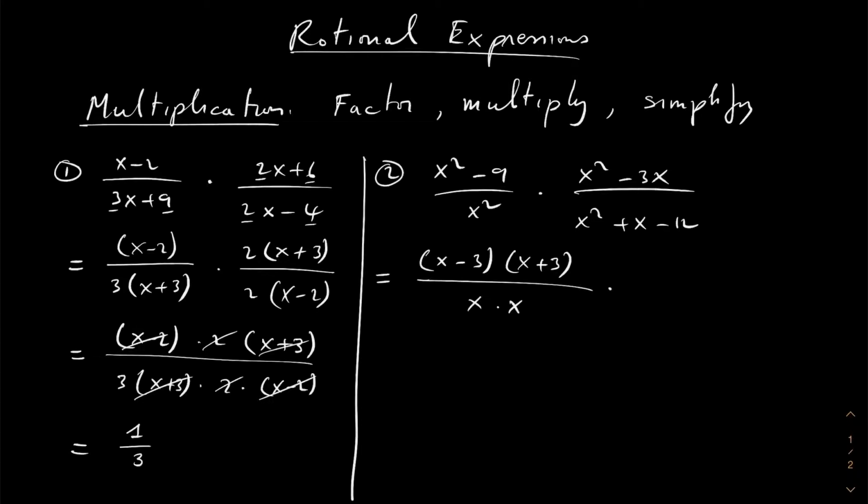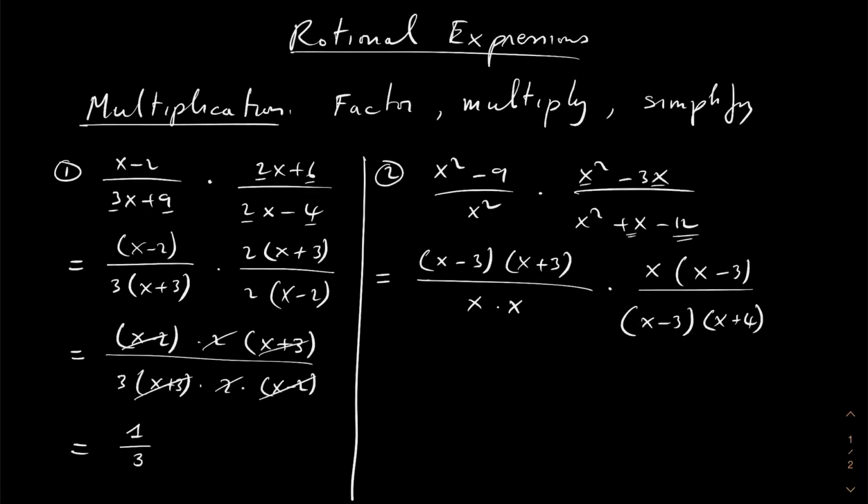In the second rational expression, the numerator is x squared minus 3x, and that has x as a common factor. So we can pull out an x, and we have x multiplied by (x minus 3). For the denominator, we're looking for two numbers that add up to 1 and multiply to negative 12. That's going to be negative 3 and 4. So that can be rewritten as (x minus 3) multiplied by (x plus 4). Now that we have that, we can multiply across.